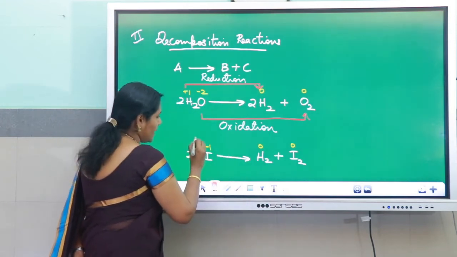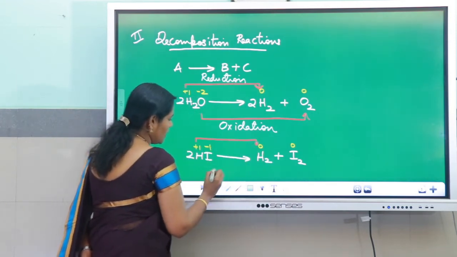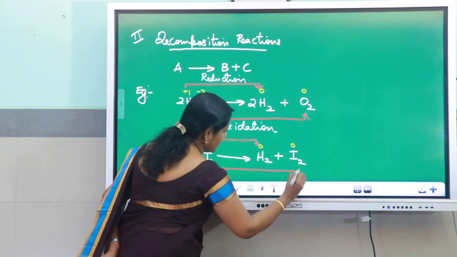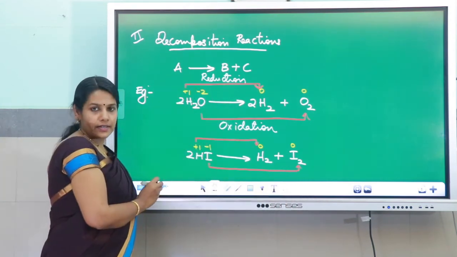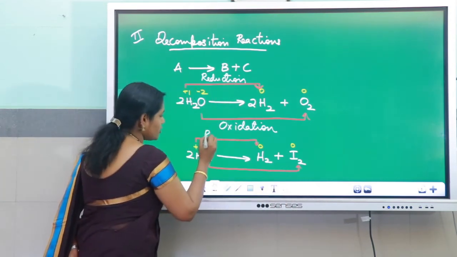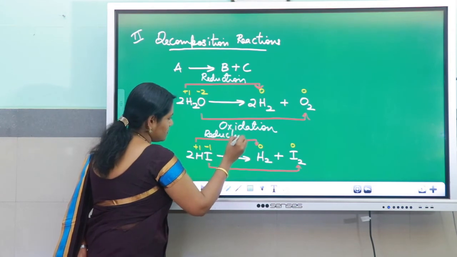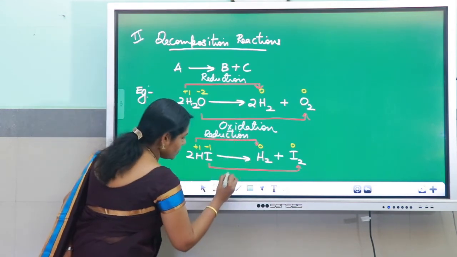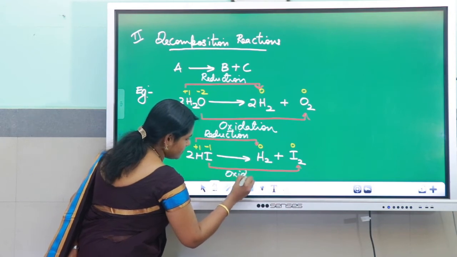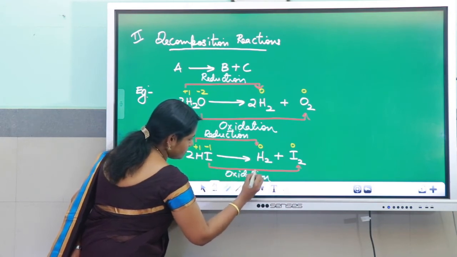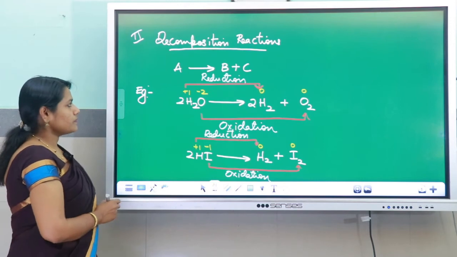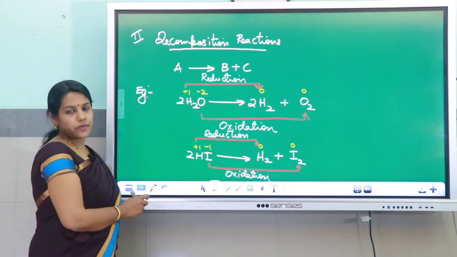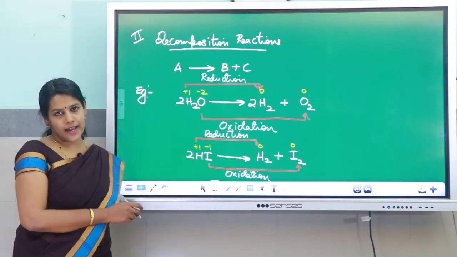So hydrogen plus 1 becomes 0 and iodine minus 1 becomes 0. Plus 1 is reduced to 0, that is reduction. Minus 1 is oxidized to 0, that is oxidation. So these are examples for decomposition redox reaction.